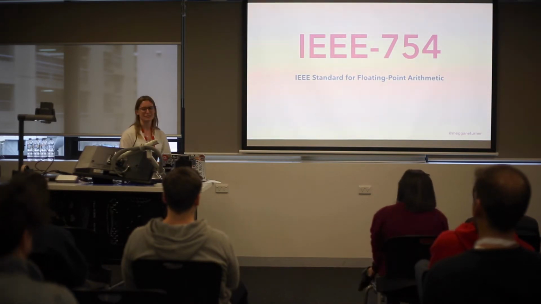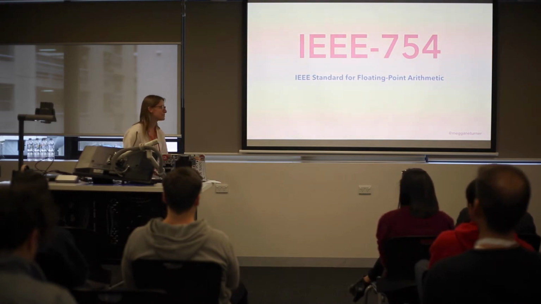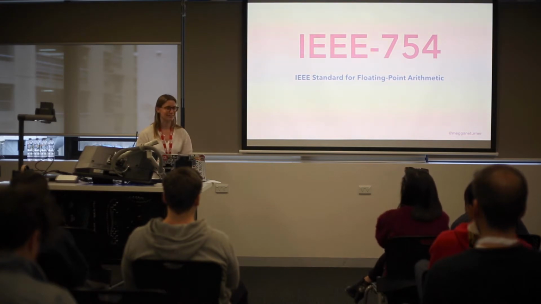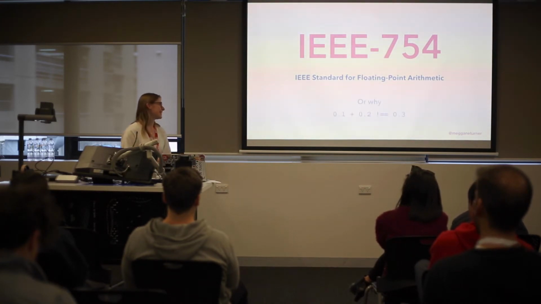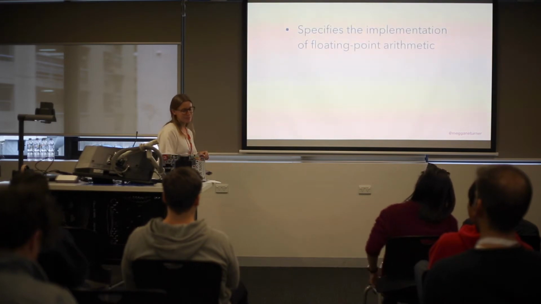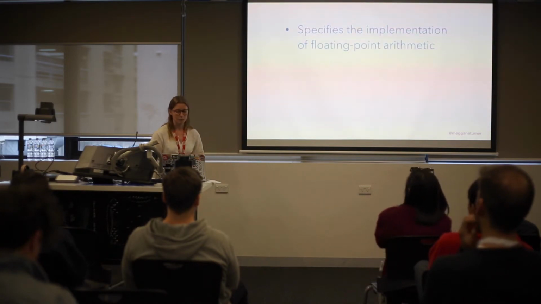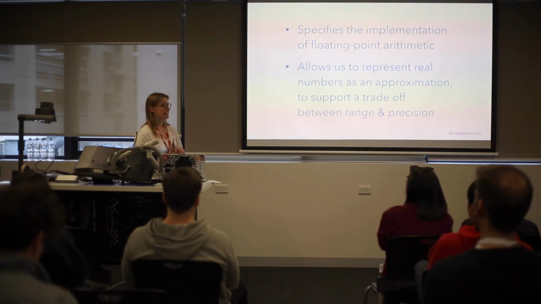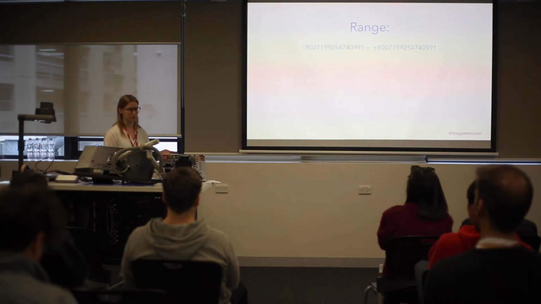And this is just basically a specification for how numbers are implemented in JavaScript. It's a really, really long, really dry document. If you're having trouble sleeping, I'd recommend it. But it basically explains why 0.1 plus 0.2 does not equal 0.3. So it specifies the implementation of floating point arithmetic, which we'll get to in a moment, and allows us to represent real numbers, so that's between negative infinity and positive infinity, as an approximation to support a trade-off between range and precision.